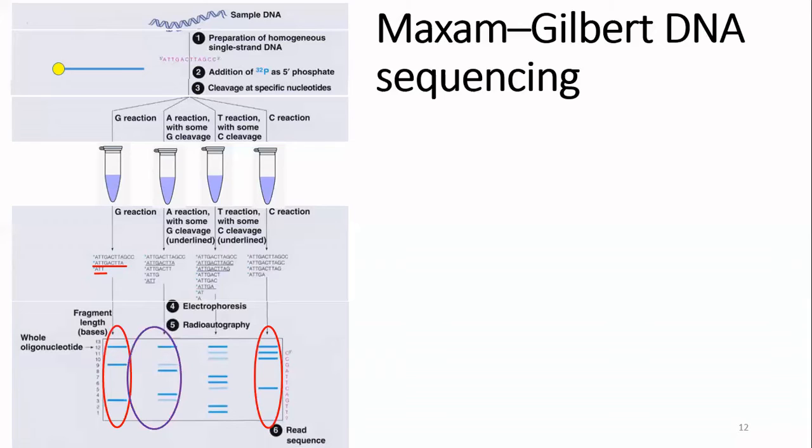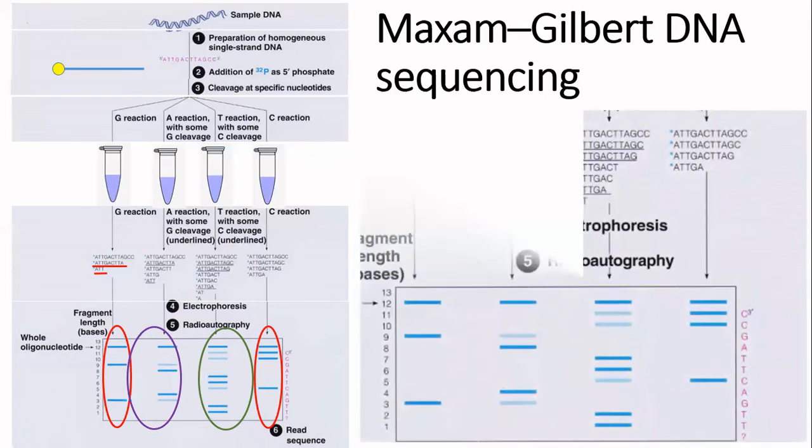Similarly, bands appearing in both T plus C and C lanes are taken as cytosine. And bands that are appearing only in the T plus C lane are taken as thymine.